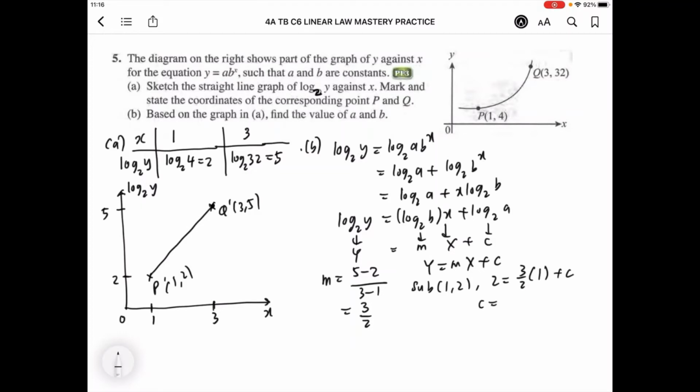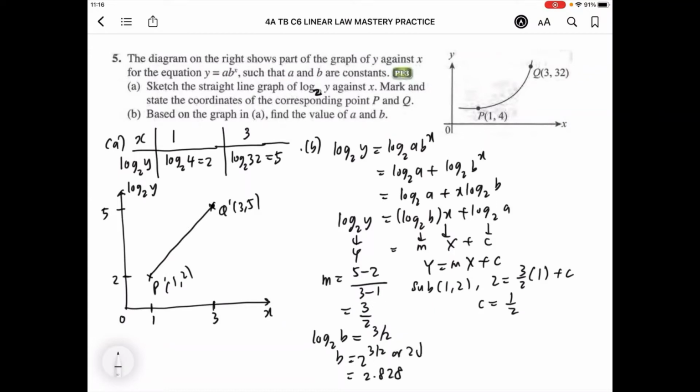Now what I want to do is compare the gradient from the equation, which is log base 2 b, with the gradient from the graph. My graph gradient is 3 over 2, so b is 2 power 3 over 2. Now you can type this in your calculator. I think you get 2.828, right? By the way, you can also write 2 root 2 if you want. 2 root 2 is the same.